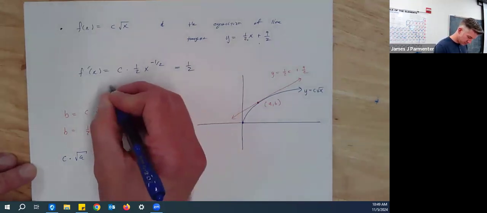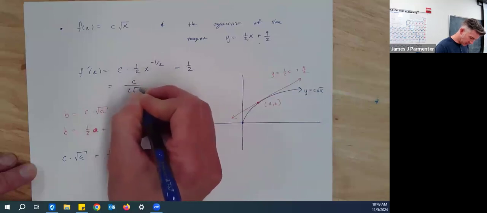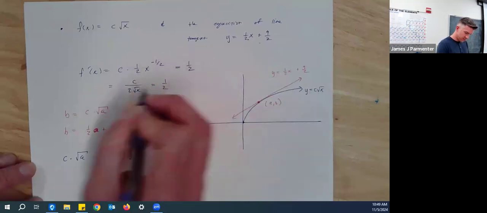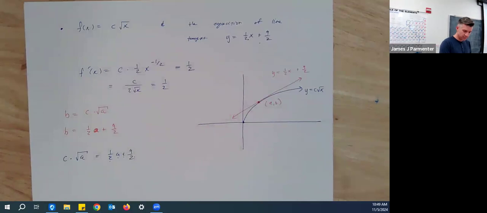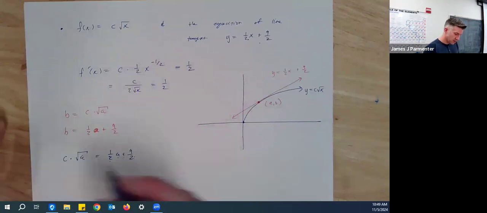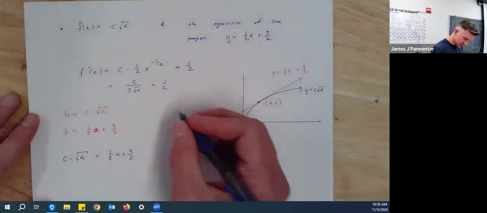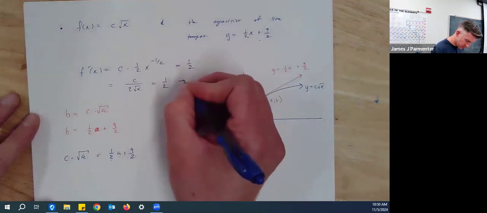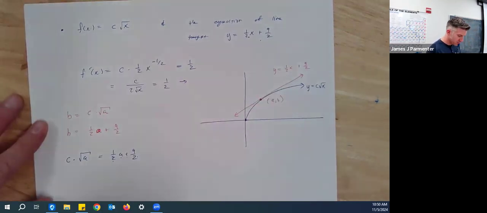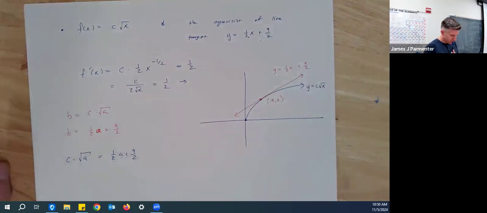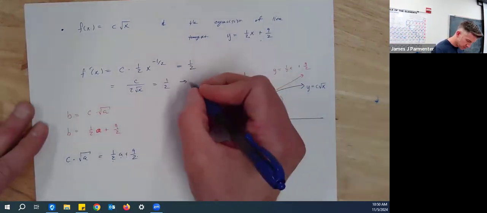Sure. And that's equal to 1/2. Yeah, because that's the slope we want. Right, so then we solve for c and you get square root of x. Sure, I like that. So c equals the square root of x. Okay. But it's only equal to the square root of x at this one point. Okay.